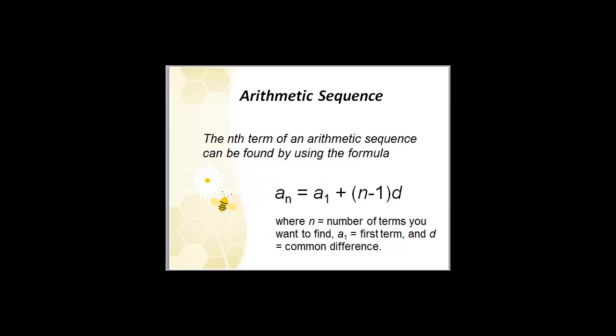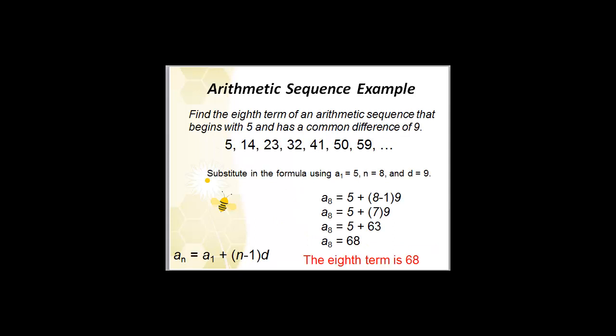So the nth term of an arithmetic sequence can be found by using the formula a_n equals a_1 plus (n minus 1) times d. Okay, where n is the number of the term that you want to find, a_1 is the first term, and d is going to be your common difference. Okay, so let's look at an example.